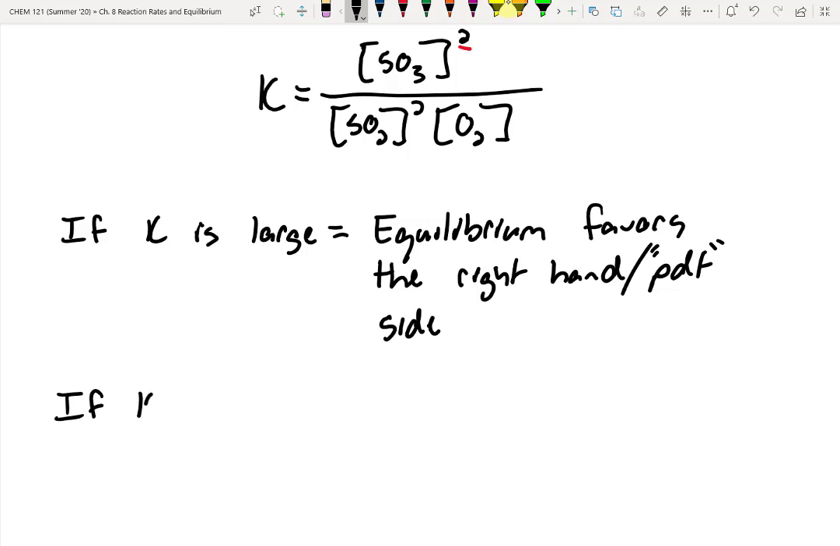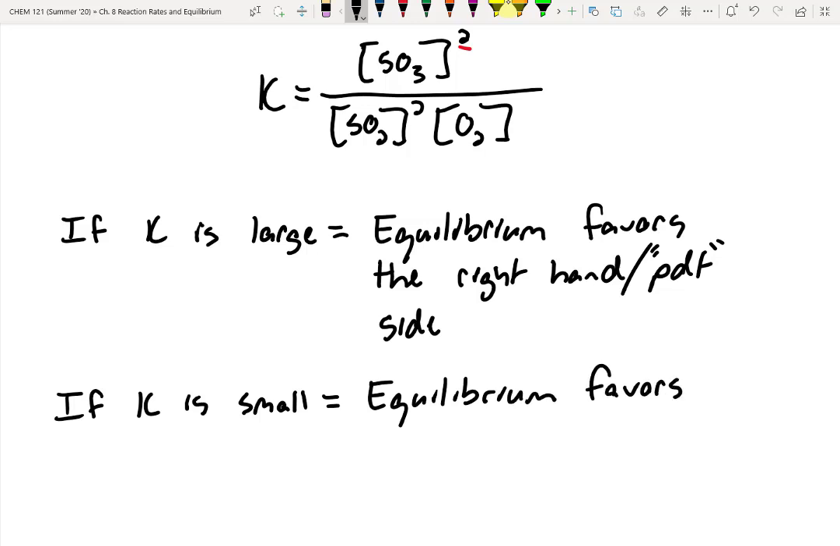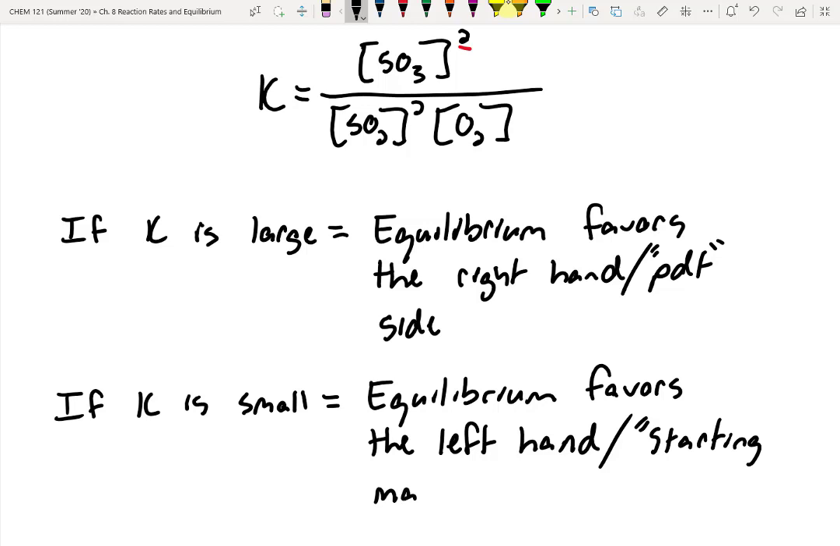Conversely, if K is really small, let's say a tiny, tiny, tiny fraction, then that means that the equilibrium favors the left-hand side. And I'm going to call this starting material. And we'd have a much higher concentration of all of the components on the left-hand side of our equilibrium. In fact, if K is so small, that means that the reaction is simply not going to take place, right?